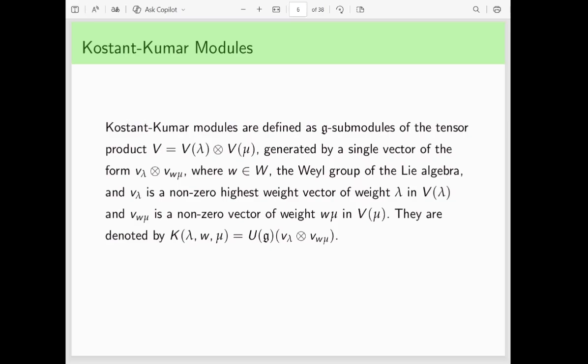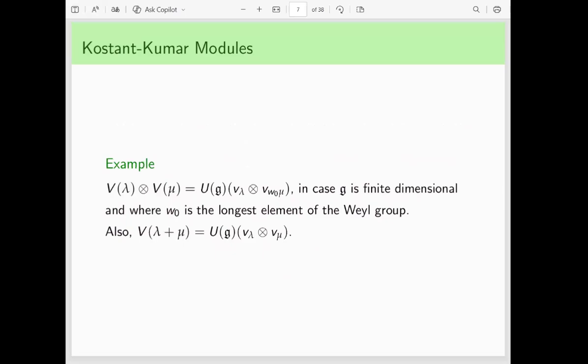A related object is the Demazure module. So a Demazure module is a U(b) submodule of the highest weight module V(mu), generated by a vector v_{w mu} of weight w mu, but it's a U(b) submodule, not a U(g) module. So in the finite dimensional semisimple case, the entire tensor product itself is a Kostant-Kumar module, because if you take w to be the longest element of the Weyl group, you recover the entire tensor product. And the highest weight component, V(lambda plus mu), is also a Kostant-Kumar module if you take w to be the identity.